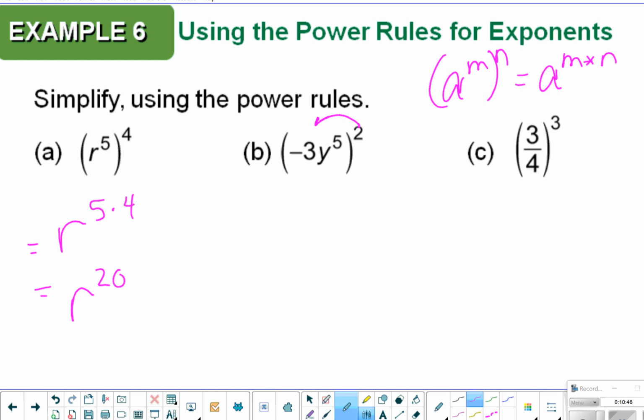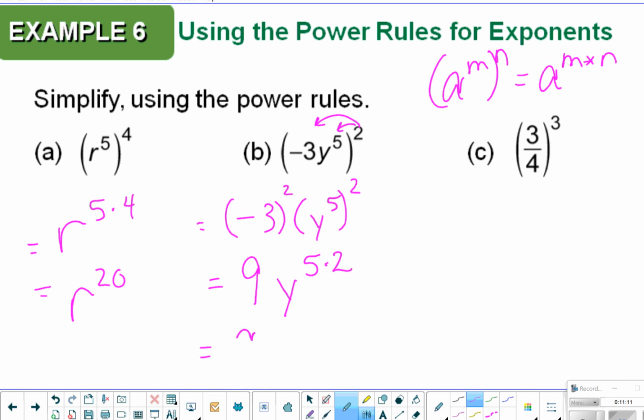I would distribute that 2. Go ahead and draw those arrows. We'll make really nice notes for you. So I distributed those second powers to each term. And now I'm going to square negative 3, which would turn into positive 9. And y to the fifth raised to the power of 2 indicates that I will multiply 5 times 2. And there's our final answer, 9y to the 10th.